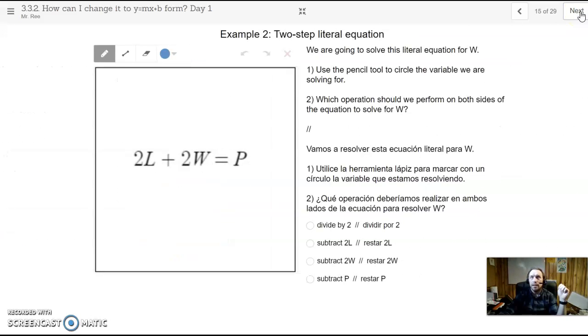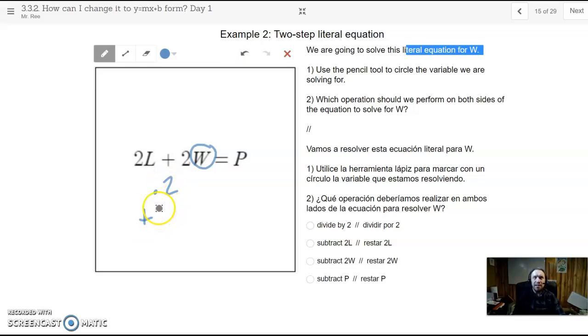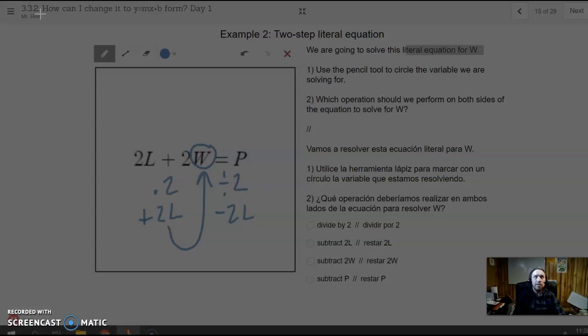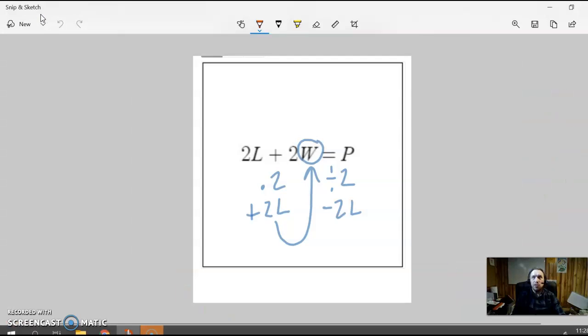All right. Now, this next one, we're going to solve it for w. So we're trying to solve for this piece right here. I like to think through, what's happening to w? Well, w is being multiplied by 2, and then it's being added by 2l. The closest thing that's happening is multiplication by 2. Then it's added by 2l. So to undo this, we go backwards. The opposite of adding 2l would be subtracting 2l. The opposite of multiplying by 2 is dividing by 2. So let me grab a snip of this, and let's do those things all at once.